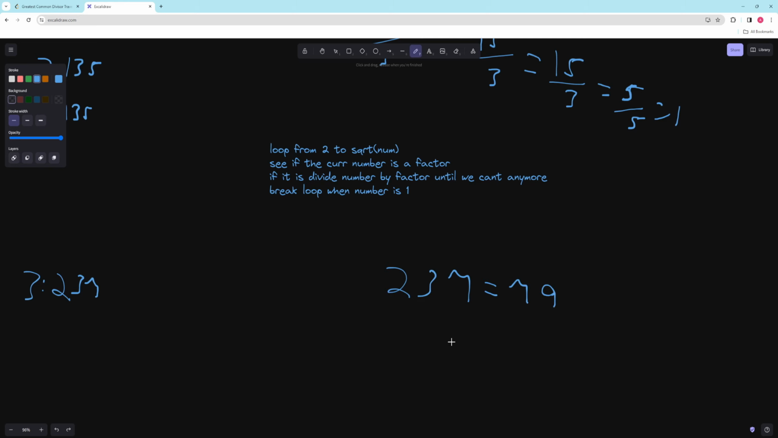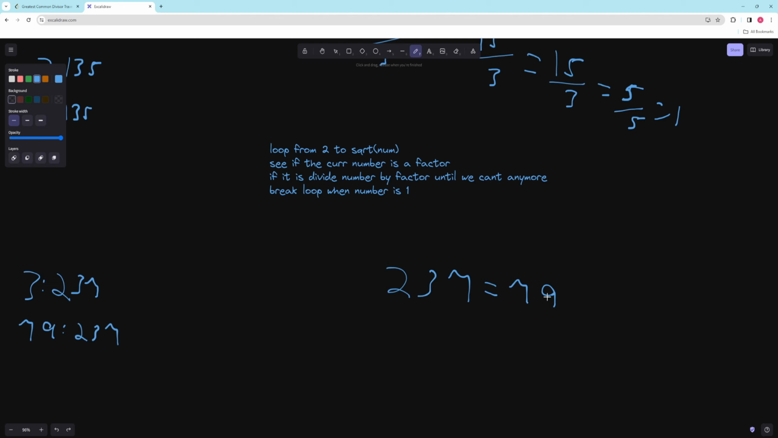Then is it divisible by 4? No, it's not. Is it divisible by 5? No, it's not. 6? No. 7? No. 8? No. 9? No. 10? No. And I believe 79 is just prime, so I don't think it's divisible by anything. So basically you're going to get 3 as a factor, and then you're going to get 79 as a factor. So for 79, you will add it in as well. And then you'll basically just be done.